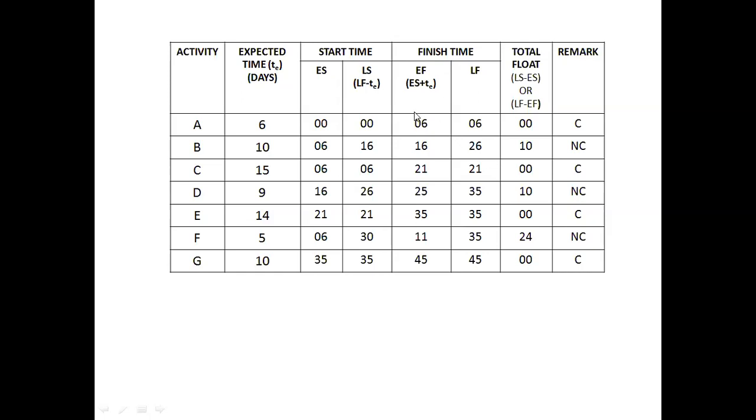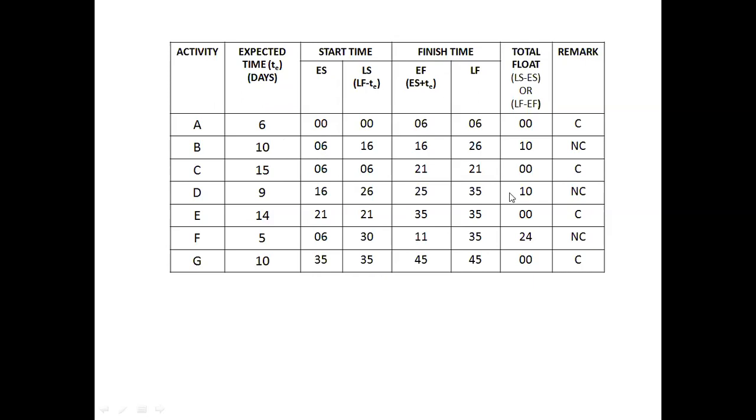Then earliest finish time is equal to earliest start time plus duration. That is, for activity A, the earliest start time is 0 and the expected duration is 6, so 0 plus 6 will make 6. And for activity B, it is 10 plus 6, equal to 16. For C, 15 plus 6, equal to 21. Like that, we have calculated the earliest finish time for all the activities.